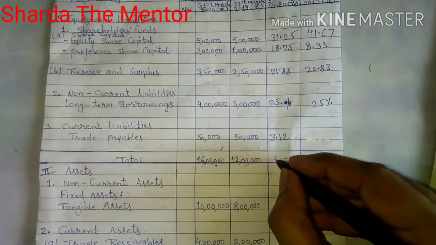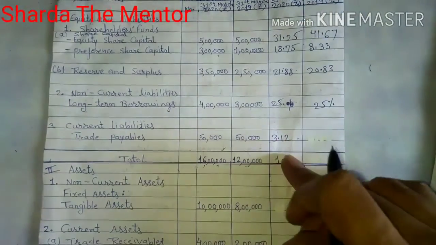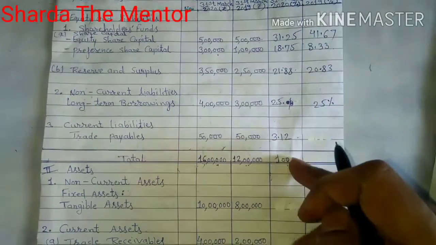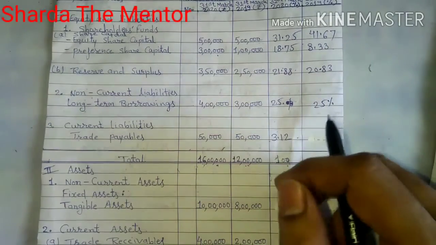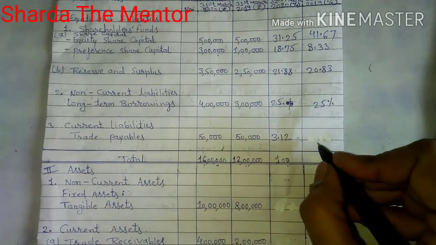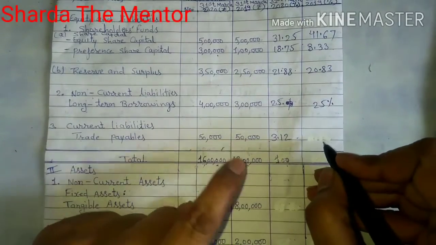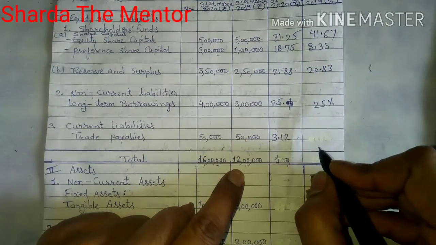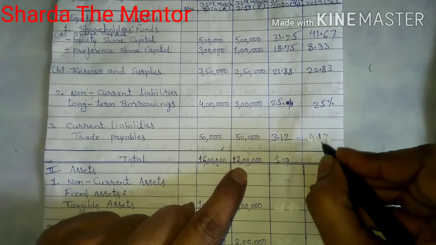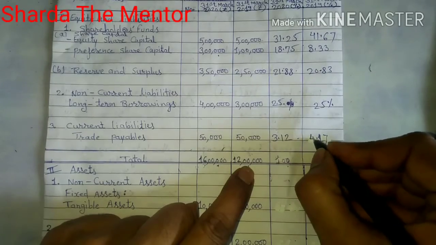So here when we total all these numbers, 100% will be the total of all, because we are considering 16 lakh as 100%, and on the basis of that we find out each item's percentage, so it will always remain 100. In the same way, we want to calculate the trade payable for 2019, so 50,000 divided by 12 lakh, so that will be 4.17. In the same way, we are taking 12 lakh as a base.